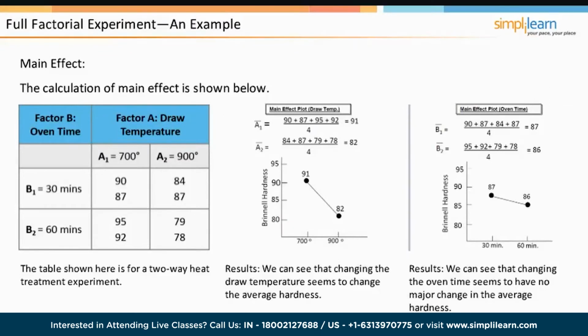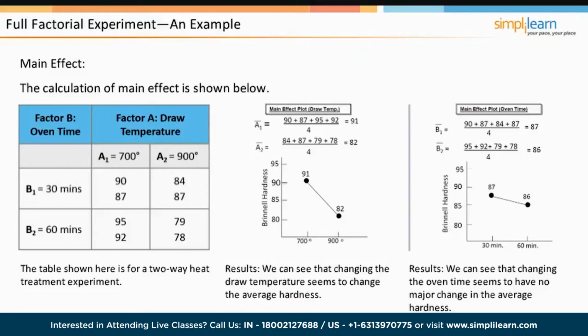The values are populated in the corresponding columns of draw temperatures. The columns have been labeled A1 and A2. The value of the mean of A1 is 91, and of A2 is 82. Plotting the data on a graph shows that changing draw temperatures changes the average hardness.